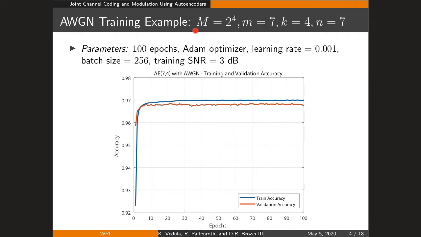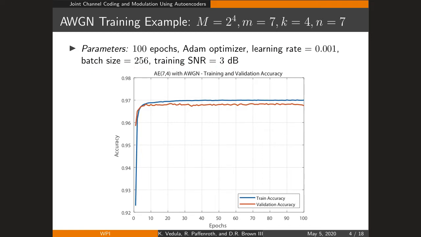Let's take a training example now. Let's consider capital M equal to 16, small m equal to 7. And in order to train, we train them over 100 epochs with Adam optimizer, learning rate of 10 to the minus 3, batch size of 256, and a training SNR of 3 dB.